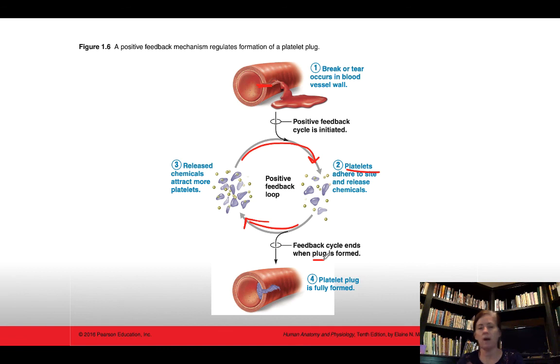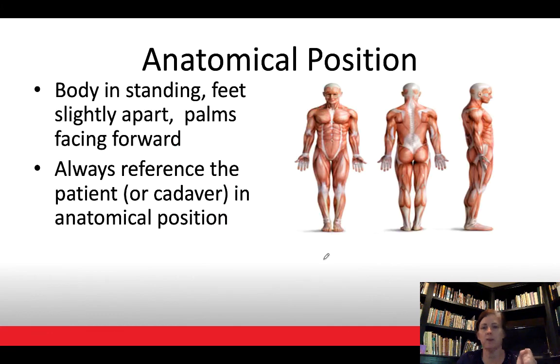It's the same with oxytocin and childbirth. Oxytocin is a hormone that's released from the pituitary gland in your brain, and during childbirth, the pressure of the baby's head on the cervix causes the brain to release more oxytocin. Oxytocin travels to the uterus and increases strength of contraction, which further pushes the baby down into the birth canal. That's another example of a positive feedback loop, but it does eventually shut off because eventually the baby's born and then the whole process is done. So those are both examples of positive feedback loops.